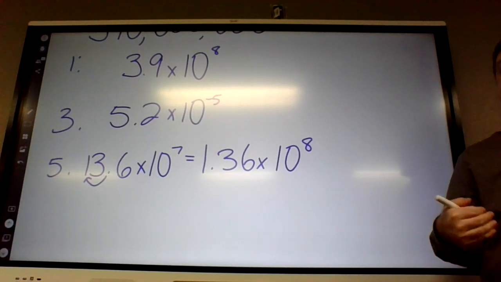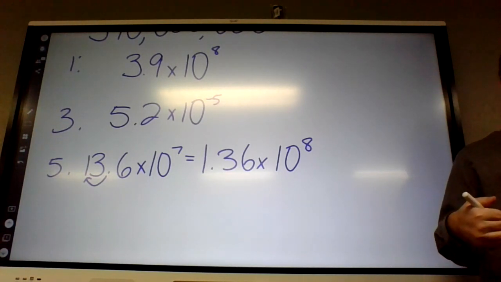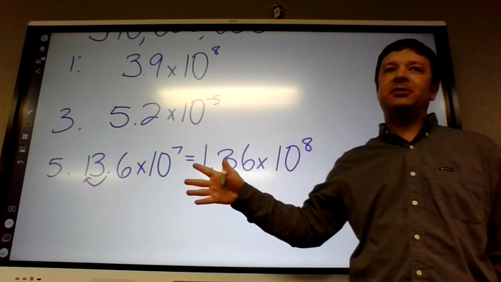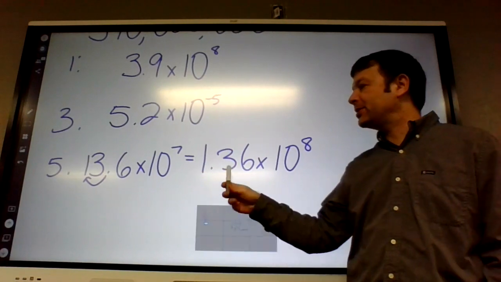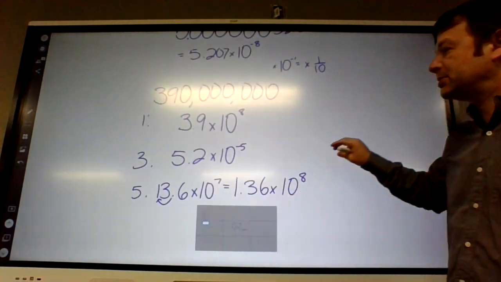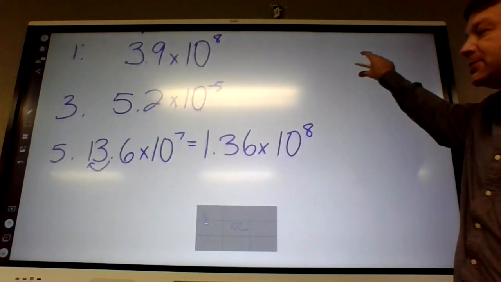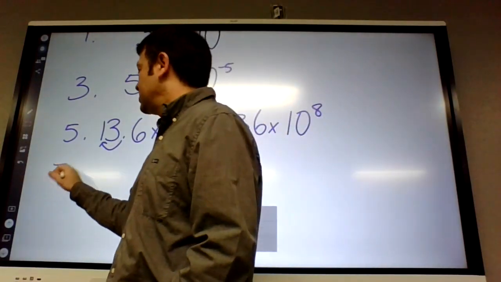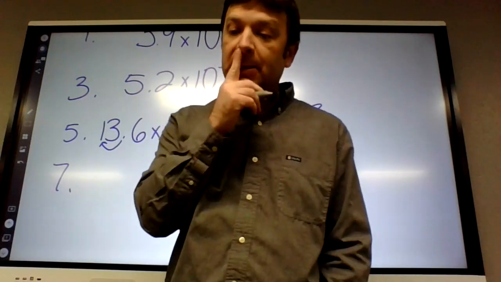Why can't it just be like 136? Well, whoever decided this is what scientific notation is going to look like chose the first digit as the ones place. It always has to be a help us with numbers.